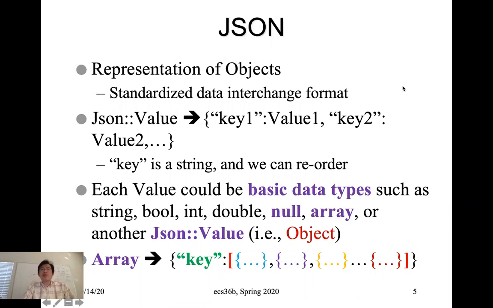So what is JSON? JSON stands for JavaScript Object Notation. It's a language-independent representation of information. Essentially the whole of computer science is dealing with information, and we have to process information in a way that can solve real world problems.